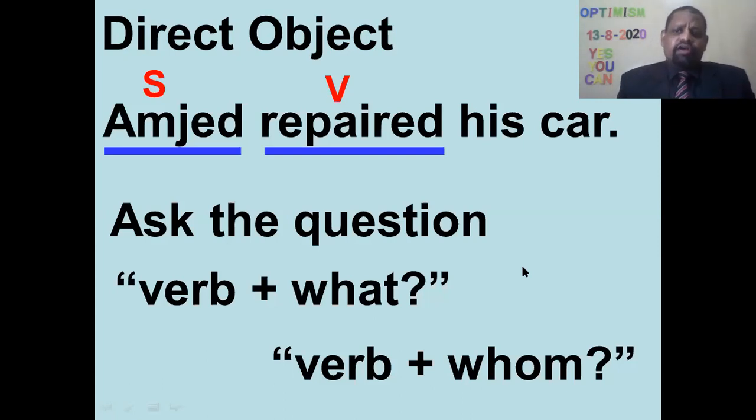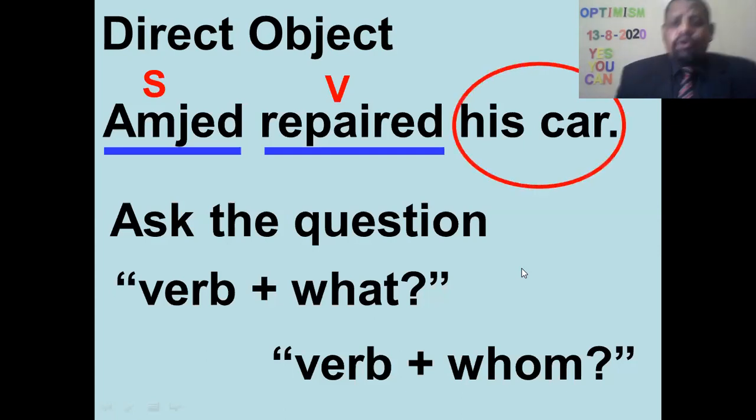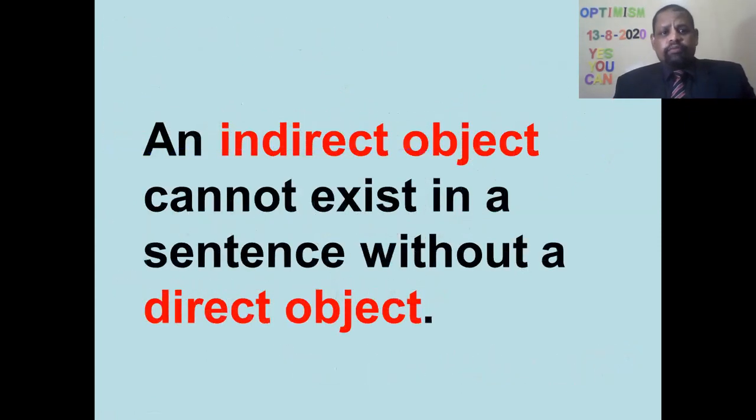Do we have an indirect object? Yes, we do. So his car is the direct object. An indirect object cannot exist in a sentence without a direct object. If we have an indirect object, just be sure that there is a direct object. You can have a direct object without an indirect object, but you cannot have an indirect object without a direct object.